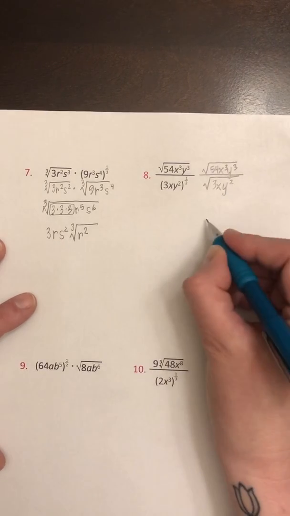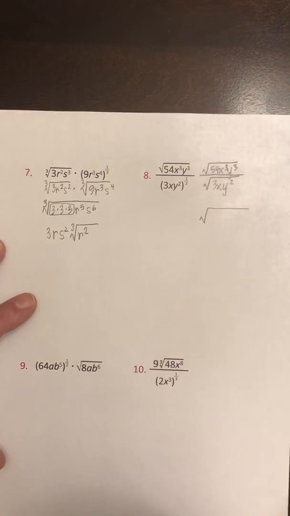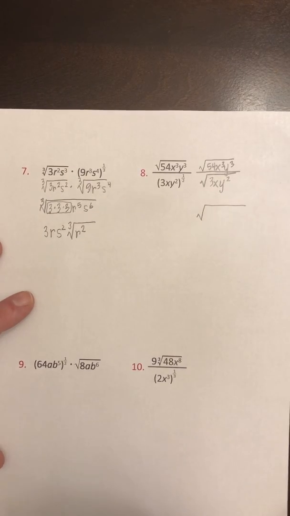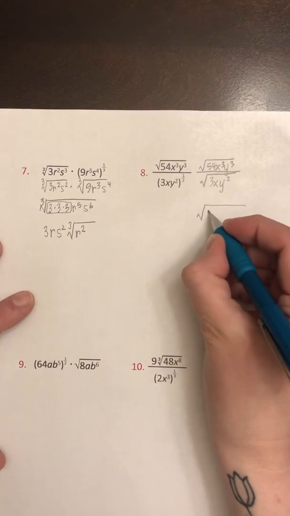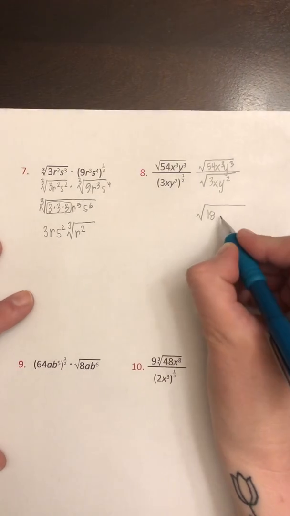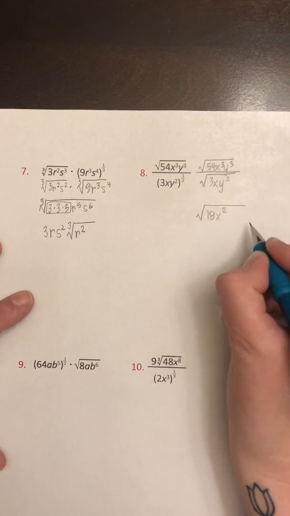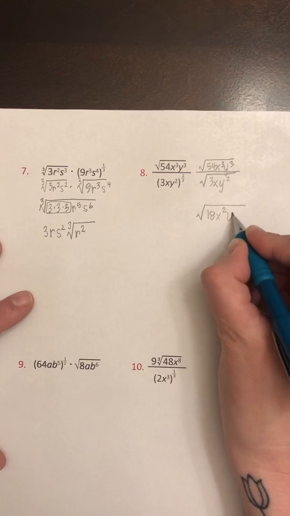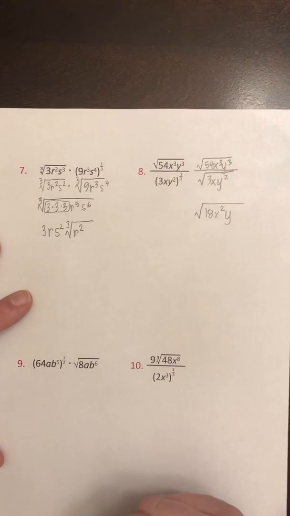So since they both have the same index, I'm going to just divide those radicands. So 54 divided by 3 is 18. x squared divided by x. Remember, we're going to keep the base and subtract the exponents. We're going to do the same thing with the y's. Keep the base, subtract the exponents.